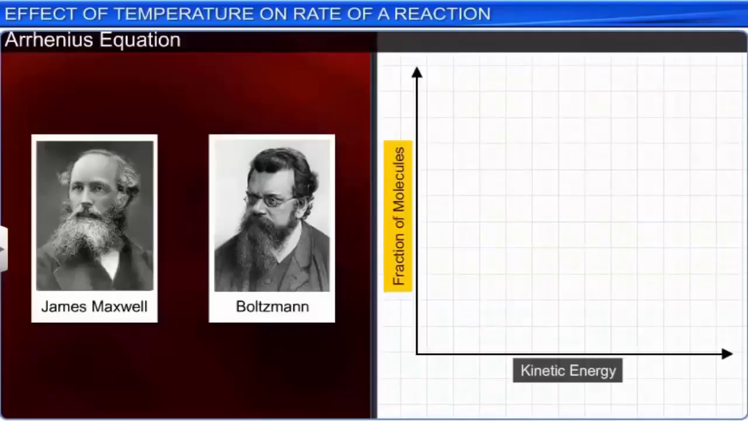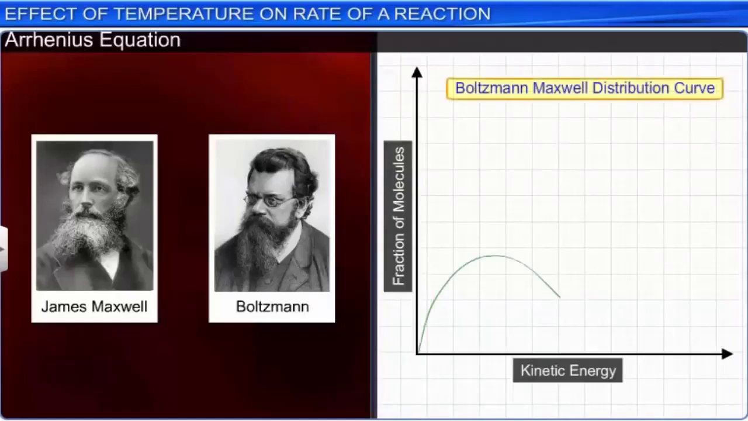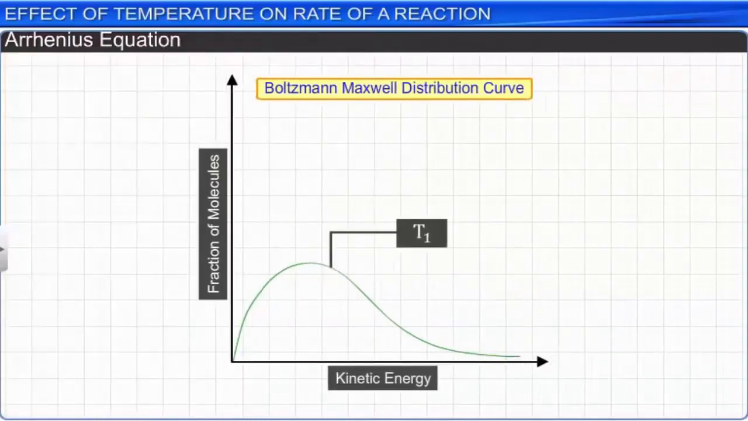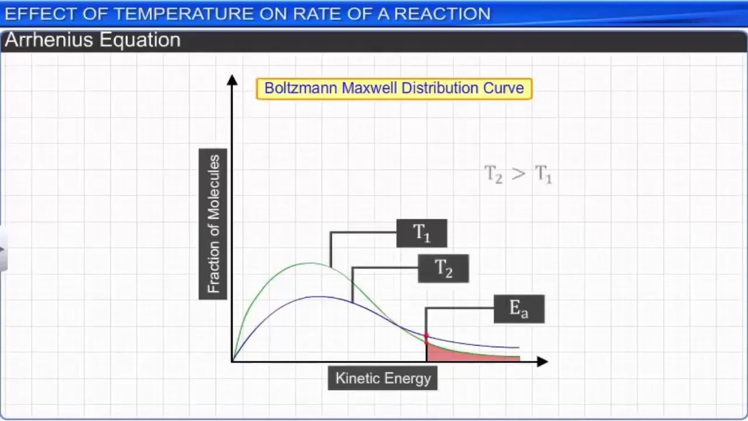If we plot the fraction of molecules with the given kinetic energy, we get the Boltzmann-Maxwell distribution curve shown here. Only those fractions of molecules on the right-hand side of the activation energy take part in the reaction. As the temperature of the system increases, the peak of the curve moves to a higher energy value, and the curve broadens out to the right, such that there are a greater number of molecules with much higher energy.